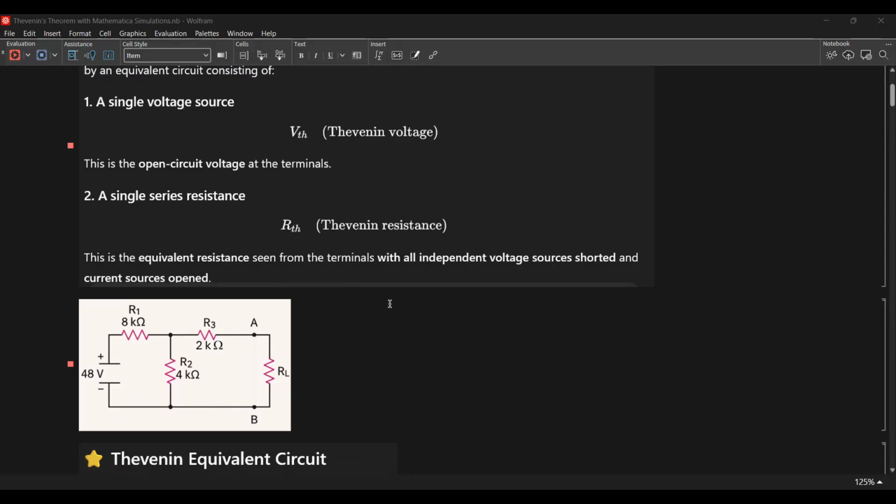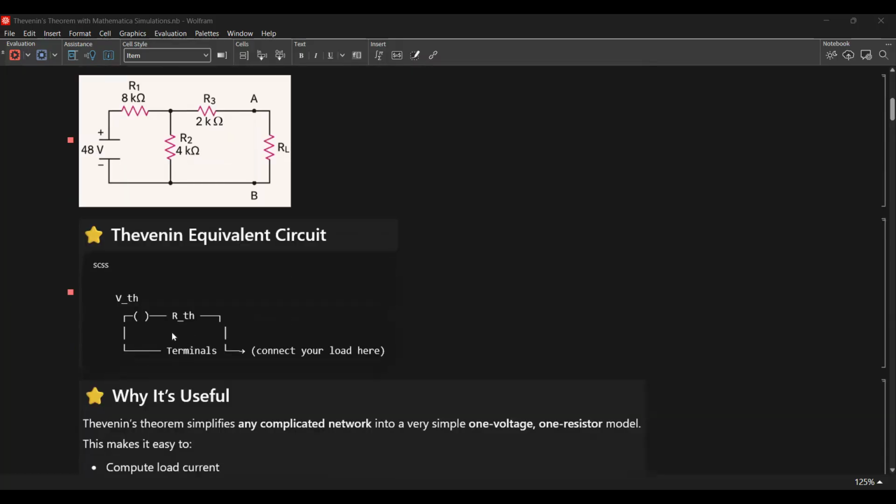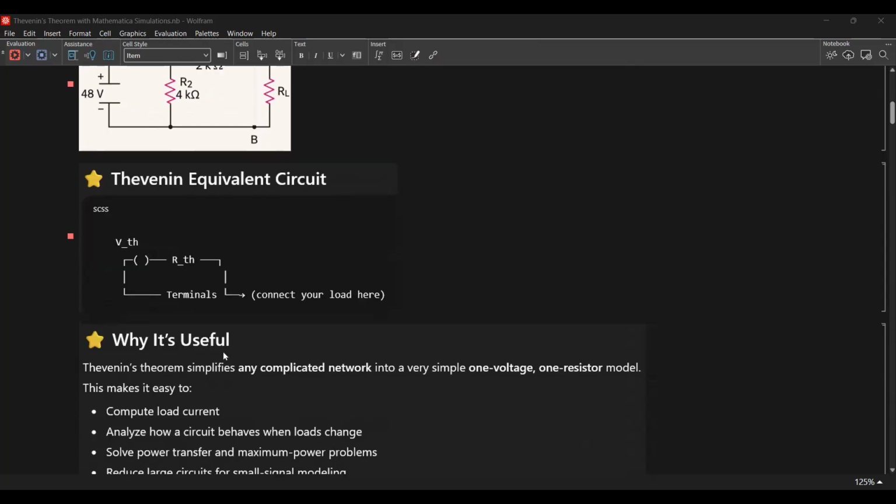sources shorted and current sources open. So we have to short the source voltage here, this one. So we have the Thevenin equivalent circuit here. We have the Thevenin voltage, the Thevenin resistance here, and we have the terminals here. We have the load resistor here, and at the end we have the terminals.